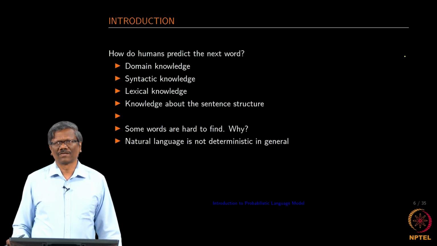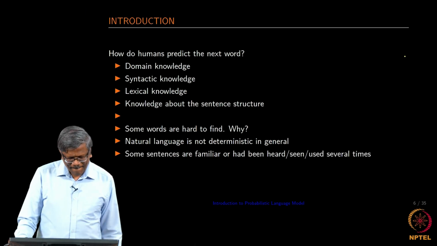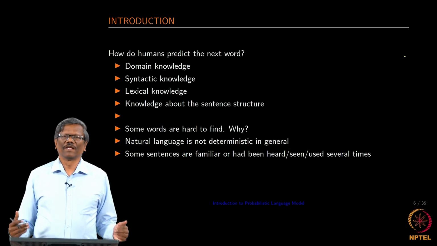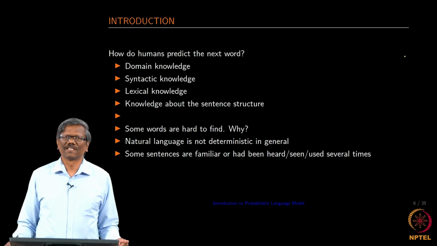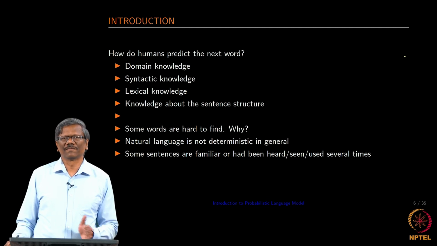It is not very deterministic in nature. Natural language is human created and it allows you to innovatively create sentences and form new ways of forming a sentence and so on. So, it is not like any other programming language that you are used to, correct. So, some of the sentences are very familiar to us. So, we have heard this, seen this and used them several times. So, it is easy for us to very quickly construct a sentence even if something is missing.